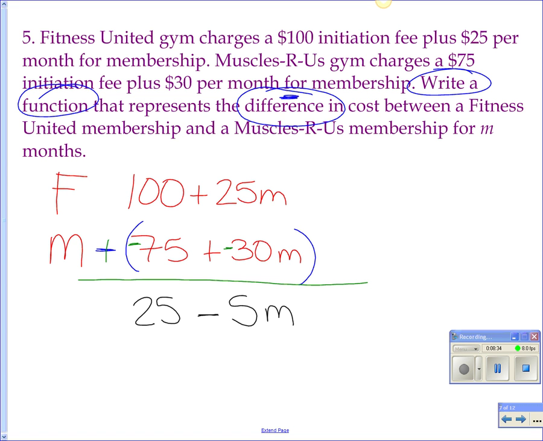Okay. What's another way that you could write that answer? Negative 5M plus 25. The 5 has to be negative. All right, any questions on that one? All right.